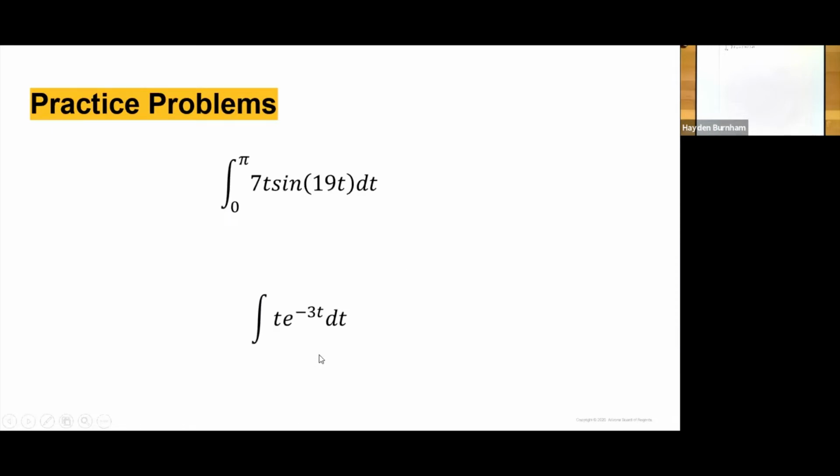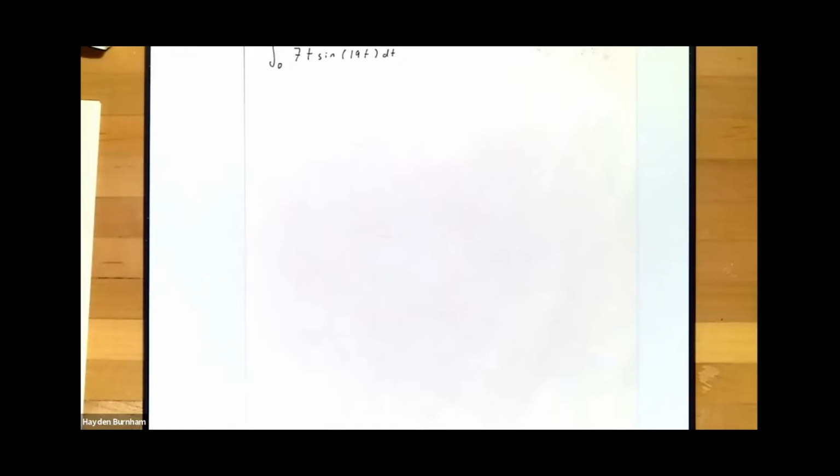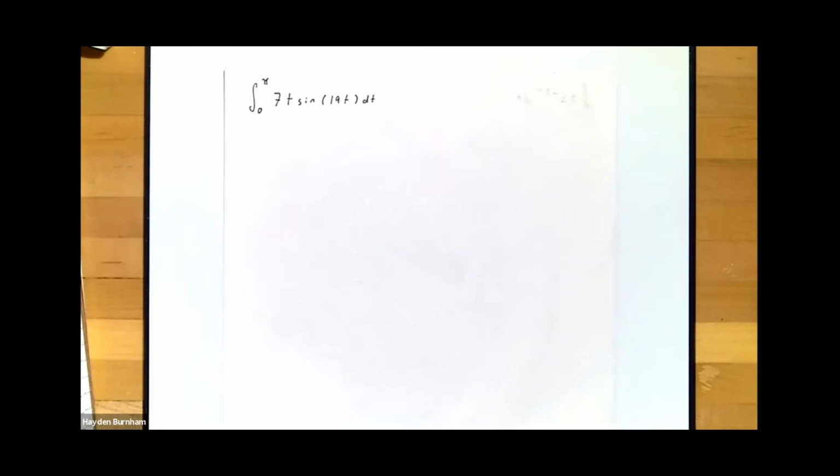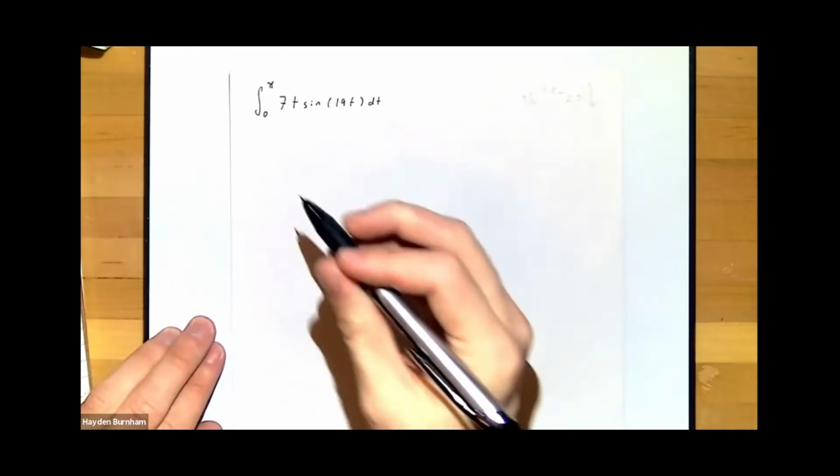So I have two examples right here that I'm going to go over real quickly. Let me just switch cameras real quick. Okay. You guys can see this okay? Yeah, we can see it. Okay.